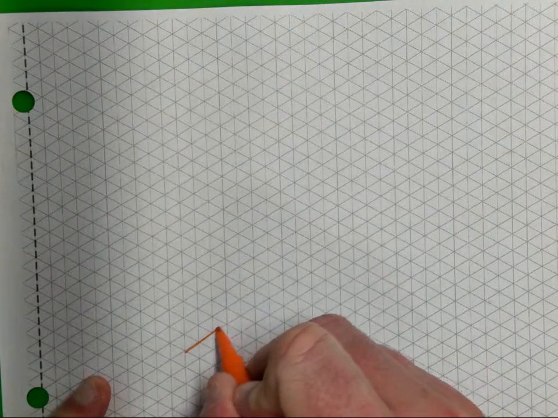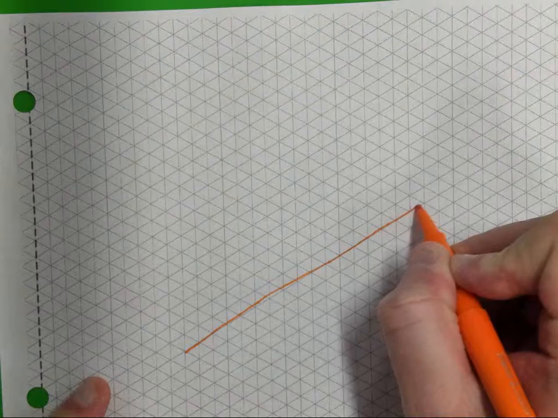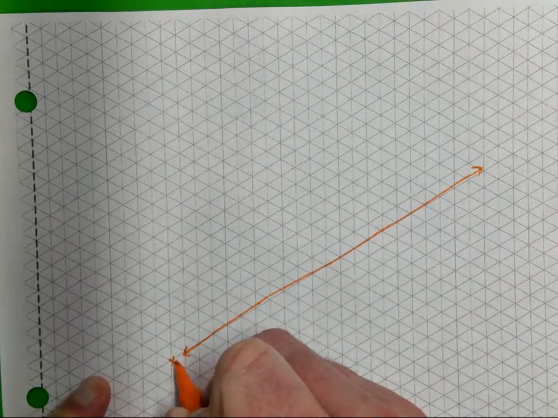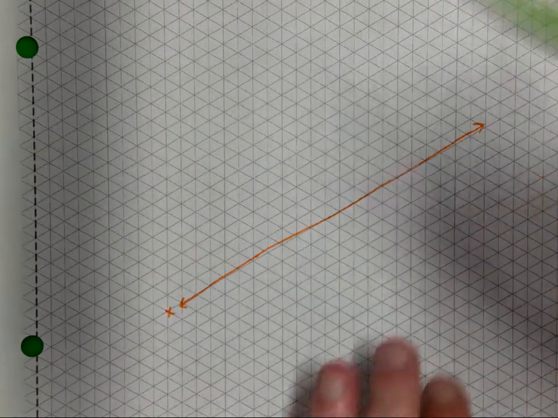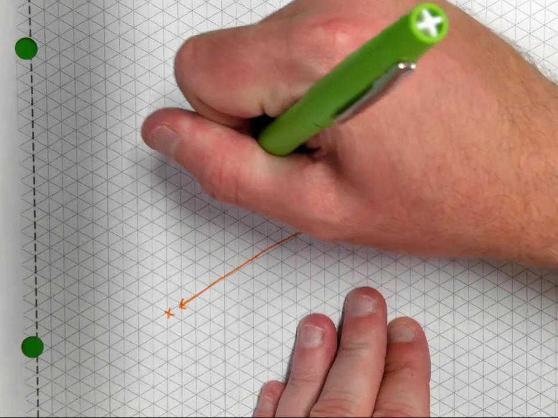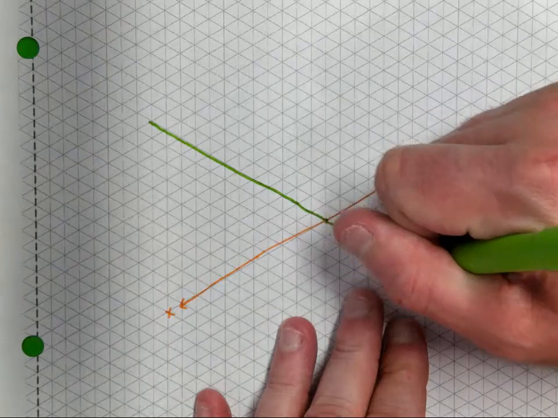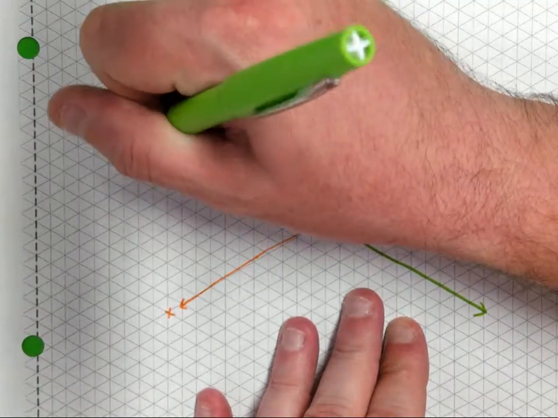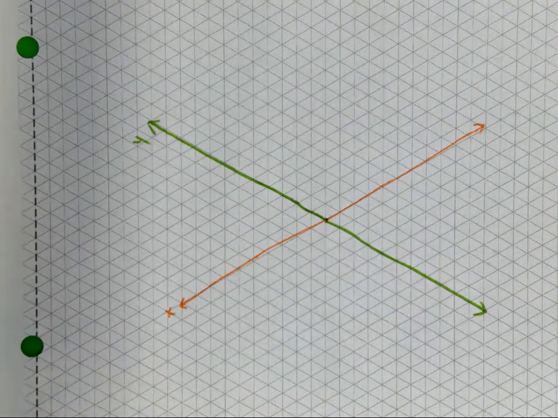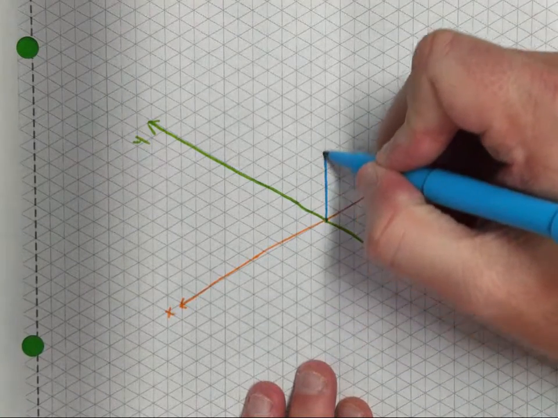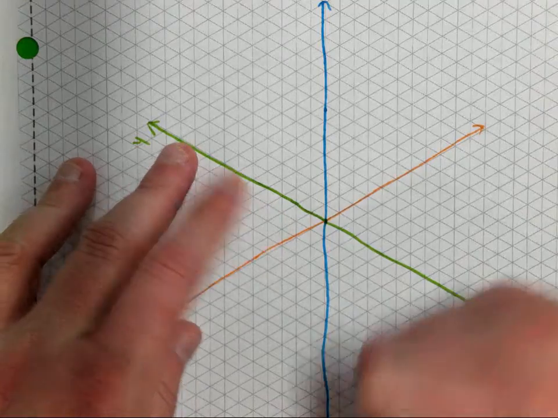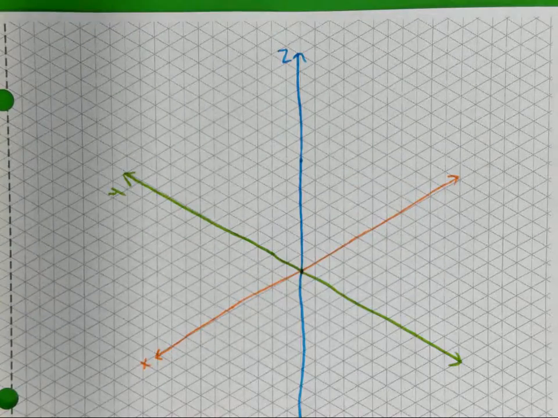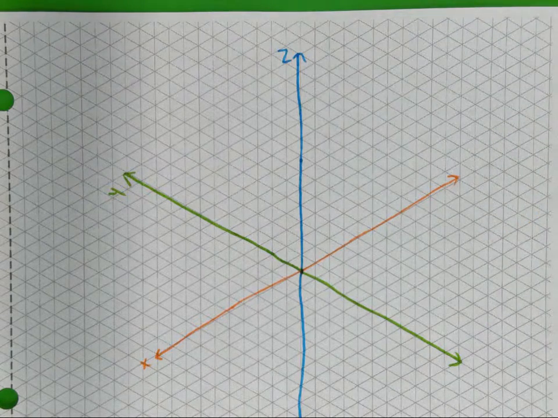If you already have your graph paper, you can be drawing your axes. So we're going to draw one like this. That's going to be my x-axis. Then I'm going to draw one like this. It's going to be my y-axis. And then I'm going to draw my z-axis going up and down. I know you're going to draw better straight lines. There's your 3D coordinate plane so far. X, Y, Z.